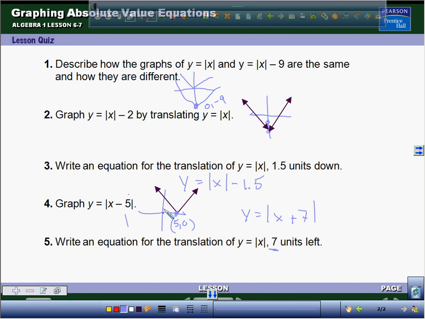Are there any questions? Did you mention the sameness about number 1? You talked about the difference, right? Oh, describe how the graphs are the same. Who can tell me how the graphs are the same? The V-shape. The V-shape is exactly the same, okay?